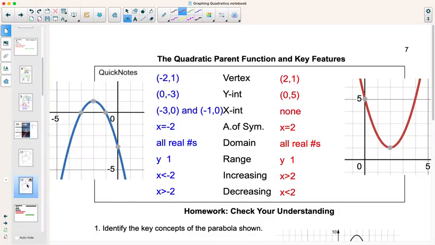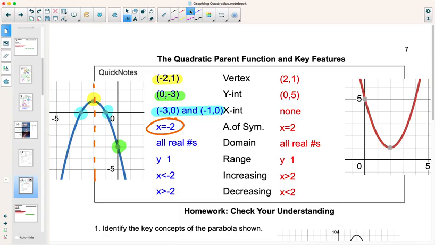Here's all this stuff, okay? The vertex here, I'll use my highlighter. The vertex here is this point right here. That's -2, 1. That's where it comes from, all right? The y-intercept, 0, -3, that's right there. You already know where the y-intercept is. You've known for a long time. The x-intercept, there's 2 of them, okay? That's this point and that point. The axis of symmetry is x equals -2. That's this dashed line that we have to draw in, okay? That's x equals -2.